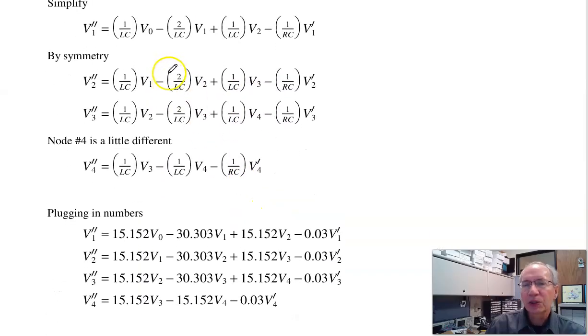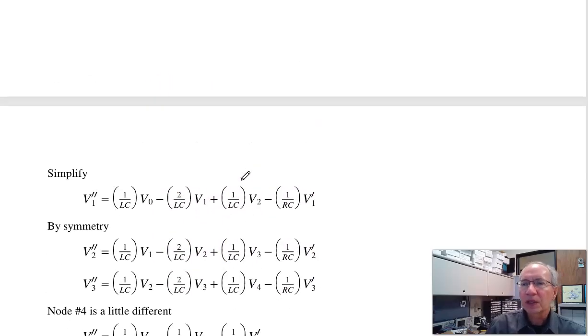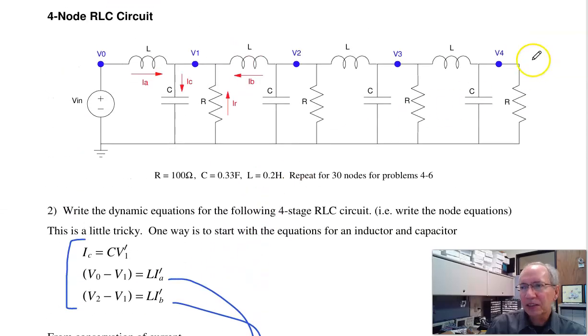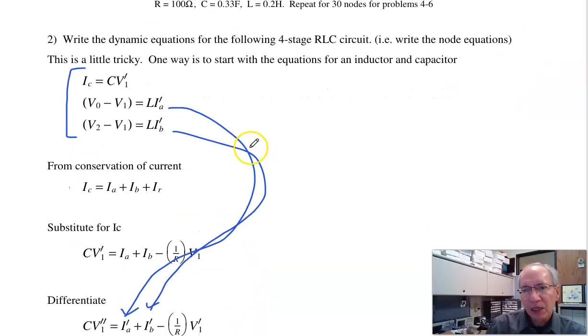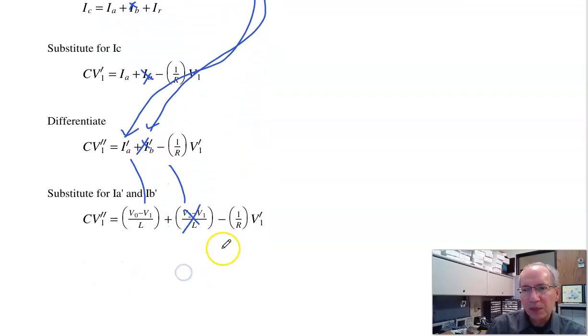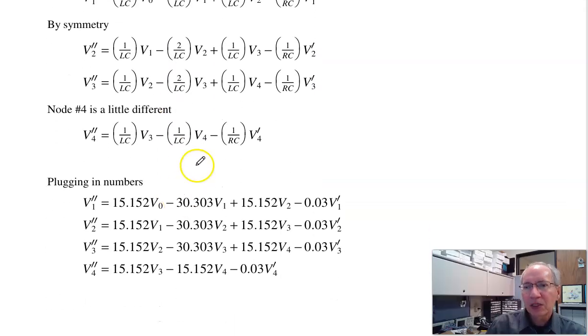So nodes 2, 3, and 4 are the same equation, just change the indices. The last node is a little bit different. With the last node, what happens is there is no current from the right. So this goes away at node 4. So this goes away, that goes away, this goes away, that goes away. So we just have 1 over LC. So the last node is just 1 over LC per V4 rather than 2 over LC.